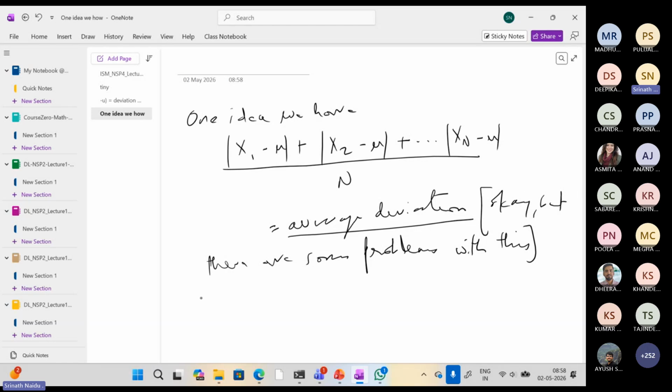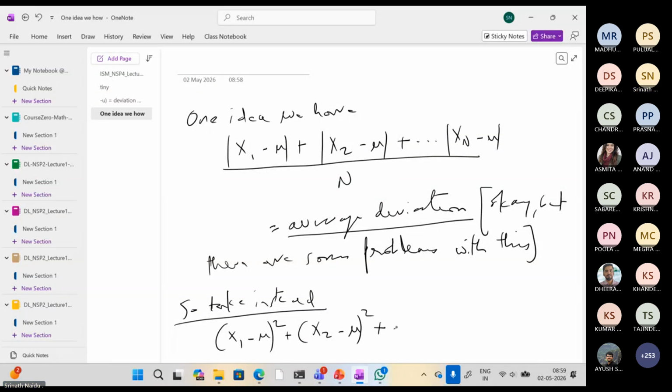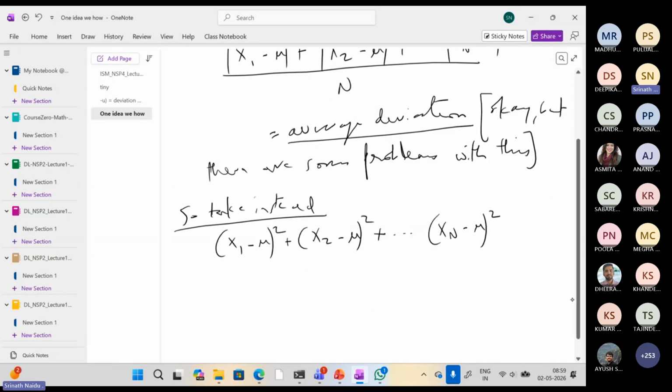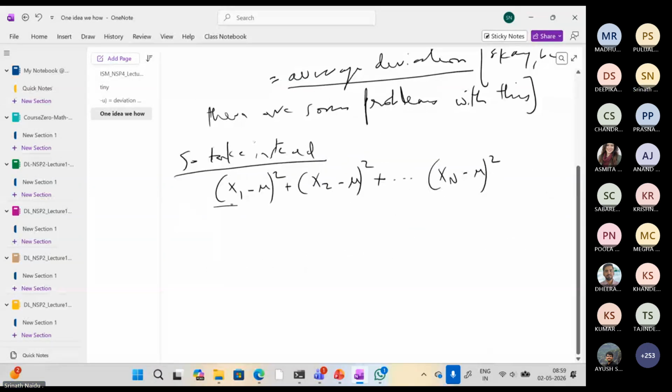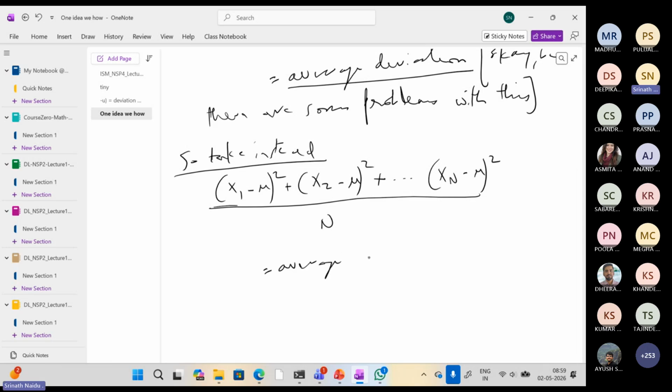So what we do is something similar. Take instead x1 minus mu squared plus x2 minus mu squared plus ... plus xn minus mu squared, and divided by n. This is the average squared deviation.